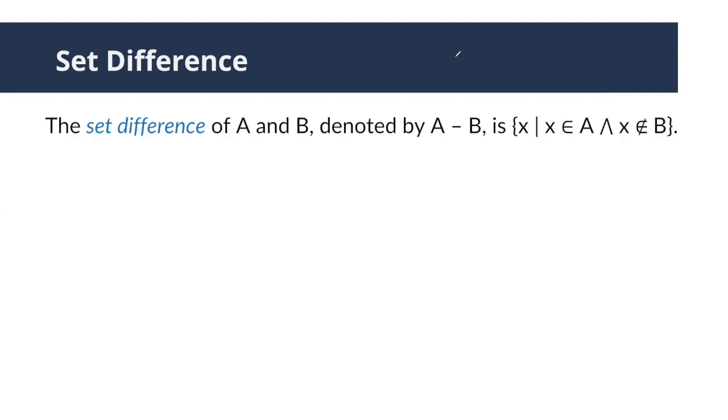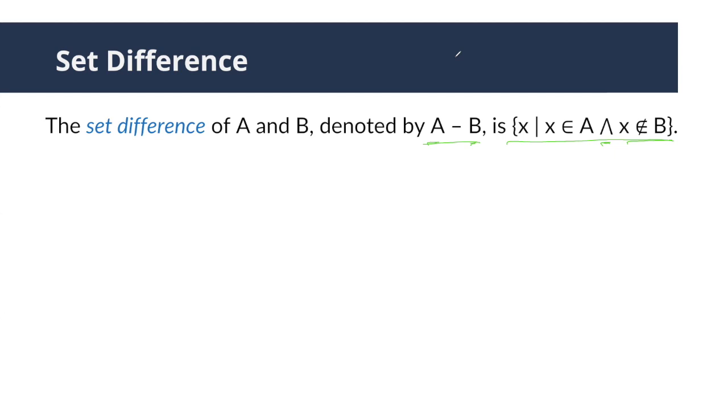The third one is set difference. The set difference of A and B, denoted by A set minus B, is described this way, where each element is in A, but it's not in B. So equivalently, you can think of it as you remove all the elements in A if they are in B.